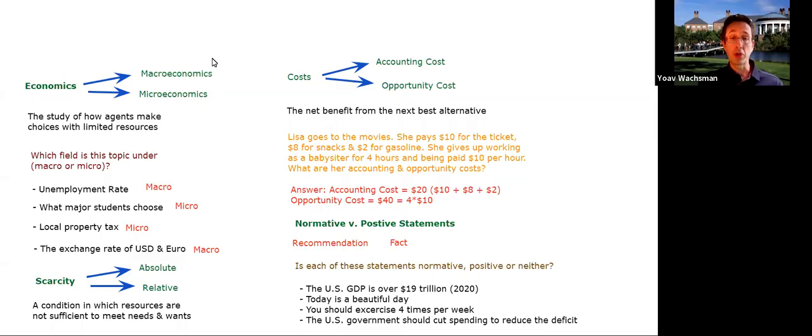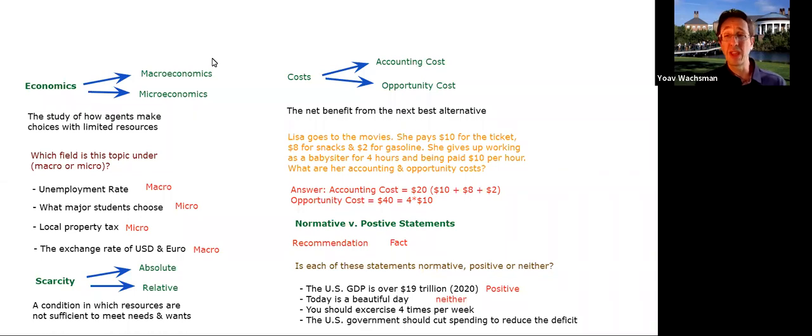Assuming that you answered that question, let's look at each of these statements individually. The US GDP is over $19 trillion. That is a positive statement. In this case, it's true, but even if it was false, it could be proven or disproven. A factual statement is a positive statement.